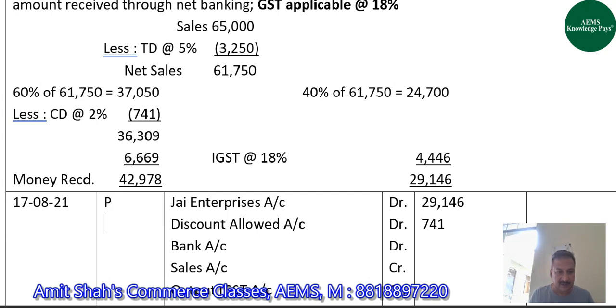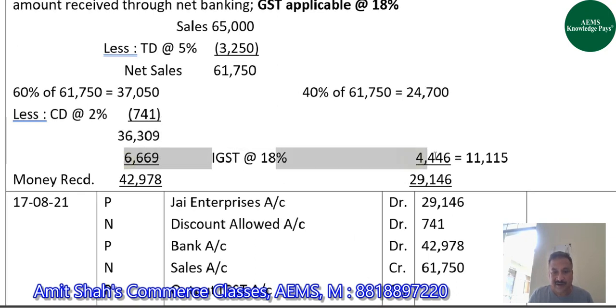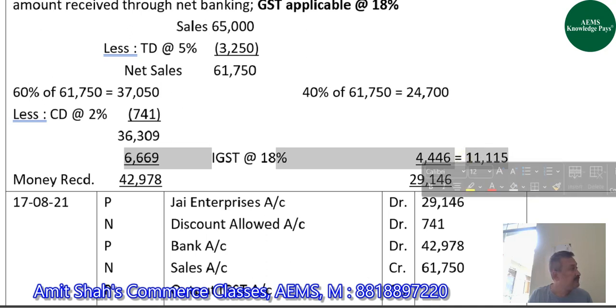This is personal, this is nominal, this is personal, this is nominal, this is personal. How much money we have received is 42,978. The amount of sales is 61,750, and the output IGST is total of these two. That is 11,115. Okay. Priyansh, this is the total GST, right? 11,115.